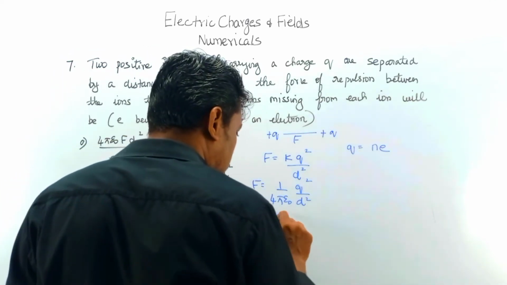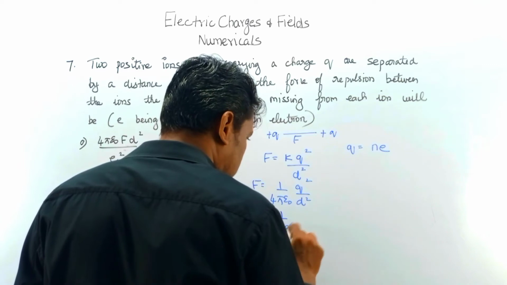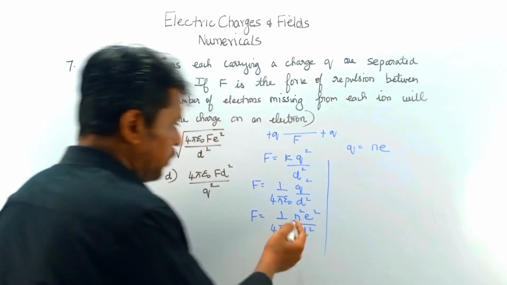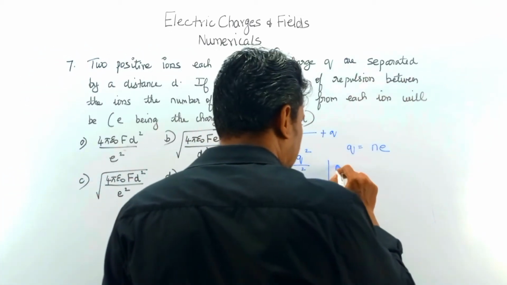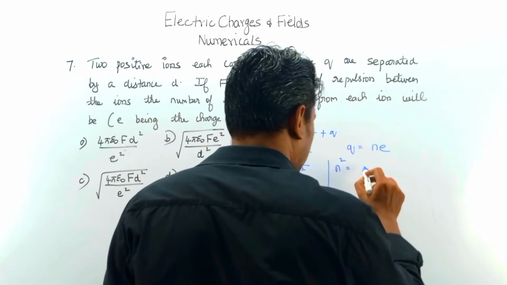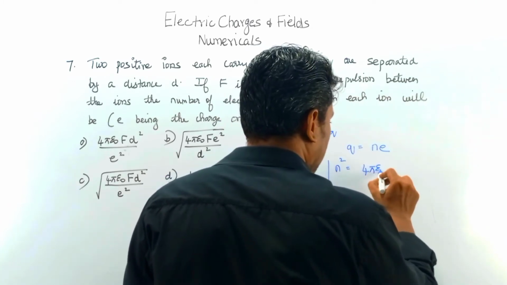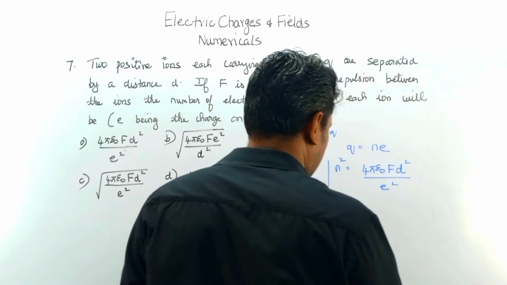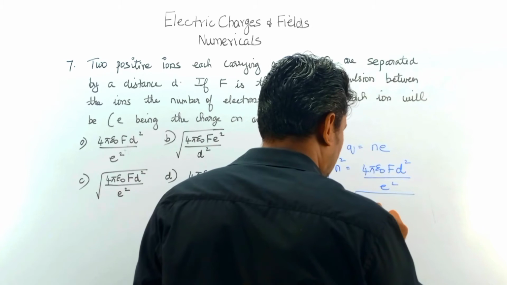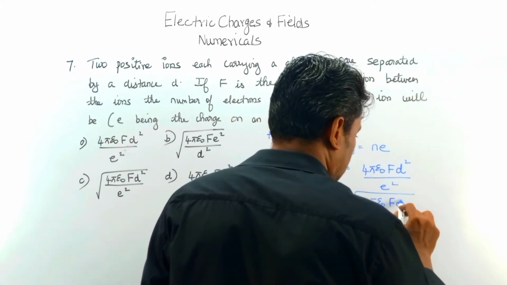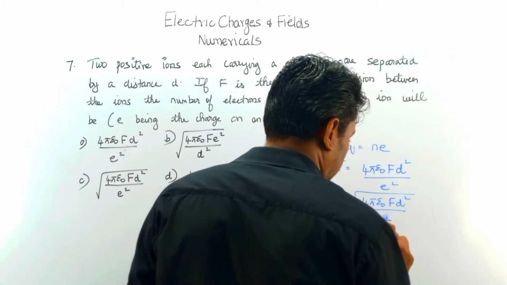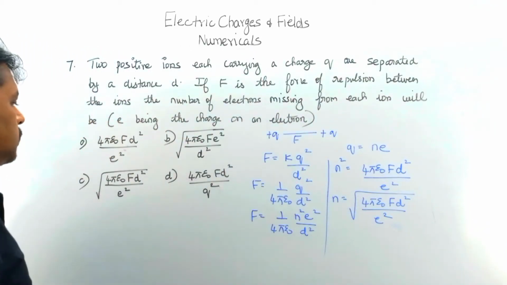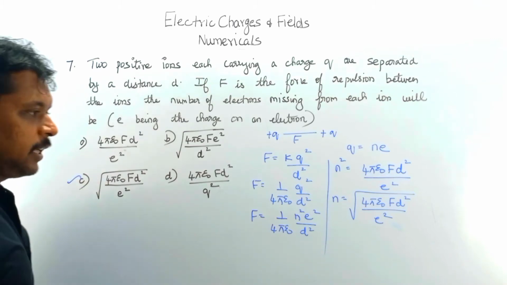So F will be equal to 1 by 4 pi epsilon naught, n square e square by d square. We need the expression for n. So n square is equal to 4 pi epsilon naught F d square by e square. So n will be equal to square root of that. This is the expression for n. So from this, option C is the right answer.